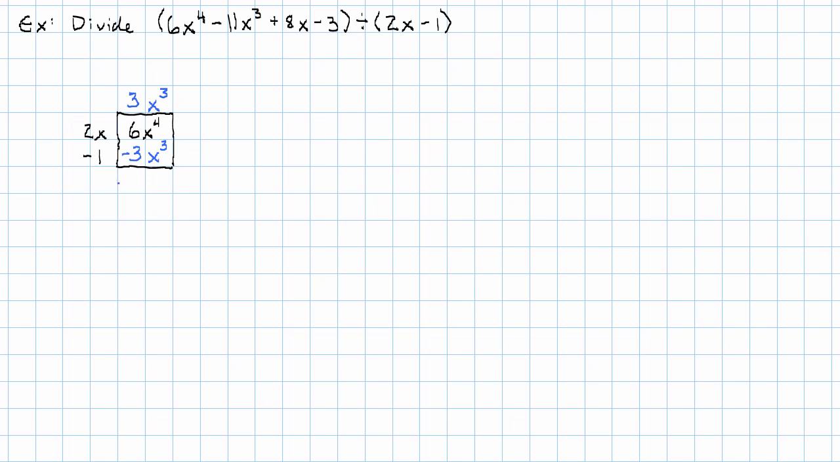Okay, I need a negative 11x to the 3rd term in my final answer. What do I need to add to negative 3 to get negative 11? I'm going to take negative 11 minus negative 3 is negative 8. So I have negative 8x to the 3rd now. Next I'm going to think, what do I need to multiply by 2x to get negative 8x to the 3rd? Well, it's going to be negative 4x squared. Negative 4x squared times negative 1, that's positive 4x squared.